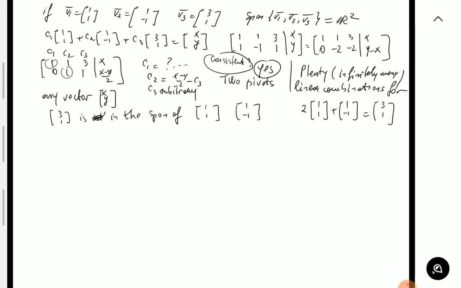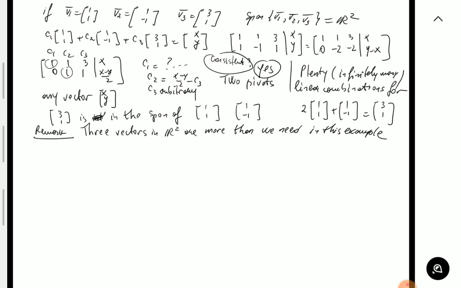So what I want to emphasize in this example is that it looks like 3 vectors in R2 are maybe more than we need in this context. So they will generate the entire thing, but 2 will be enough, right? Because the third one doesn't add anything new. It's a linear combination of the other. That's not to say that this always happens, right?